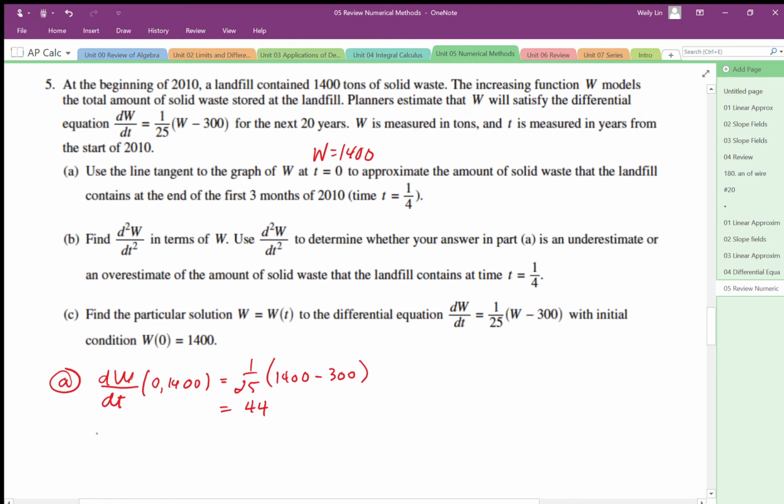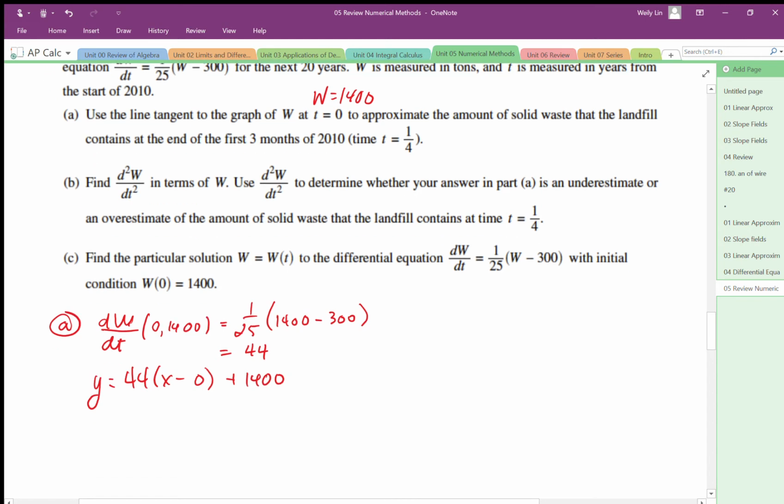So the equation of the tangent line then works out to be 44(x - 0) + 1,400. So W at t equals 1/4 is approximately equal to y when x is 1/4. When I plug that in, I end up with 44 divided by 4 plus 1,400. So I get 1,411 tons of waste. So that's how much waste I'd have at the end of the first 3 months.